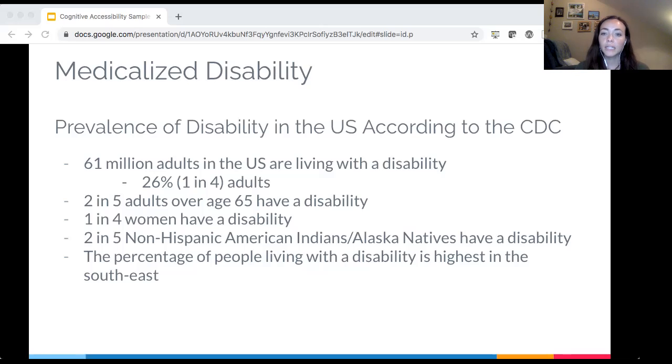So bottom line with this slide is that I want to demonstrate there are a lot of people who identify as living with a disability. And these are just statistics based on the US alone. This isn't even based on the whole world's population. So I'd also like to point out that these statistics are from the CDC, which reports on those who have a medically diagnosed disability.